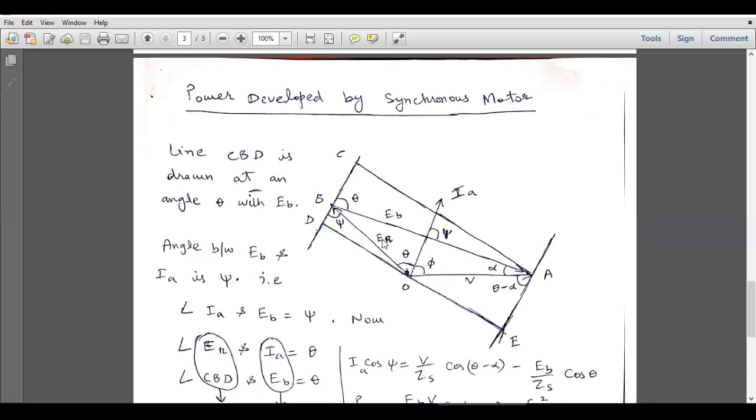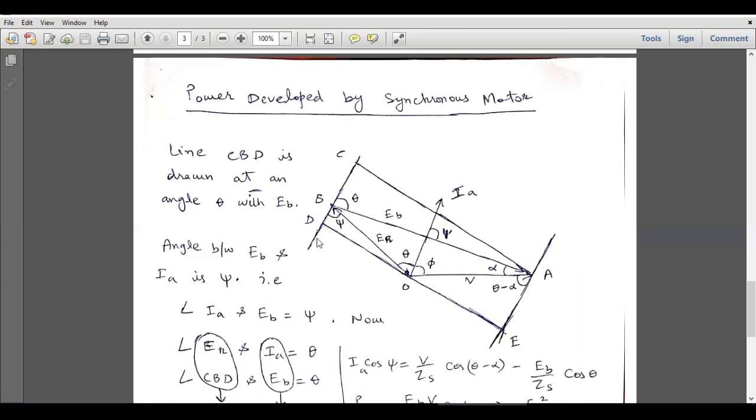It is lying at almost 90 degrees with the reactance voltage, but normally it is slightly smaller than 90 degrees due to the resistance of the armature winding. So this angle is theta, and this angle is alpha, the angle between the applied voltage and the back EMF. This angle is phi, the angle between the applied voltage and the armature current, and this angle is assumed as psi. So psi is the angle between the back EMF and the armature current.